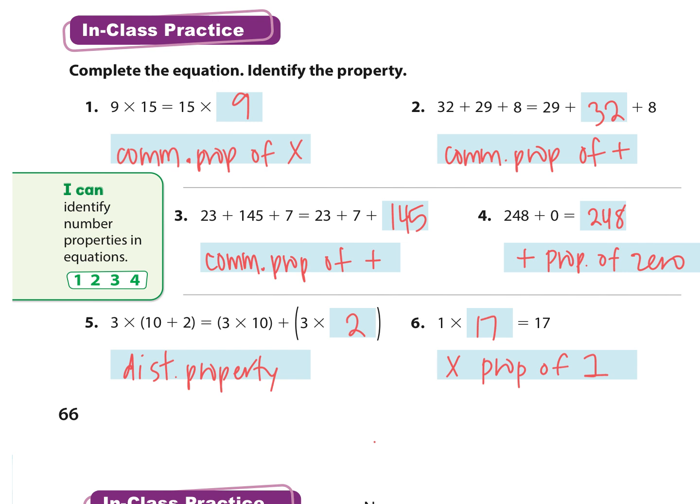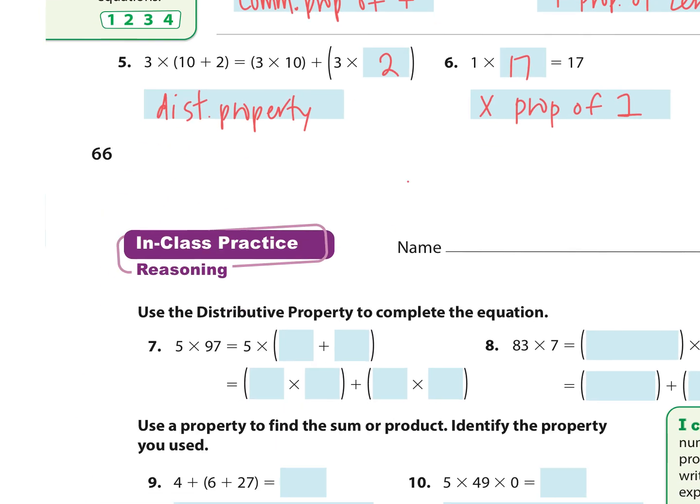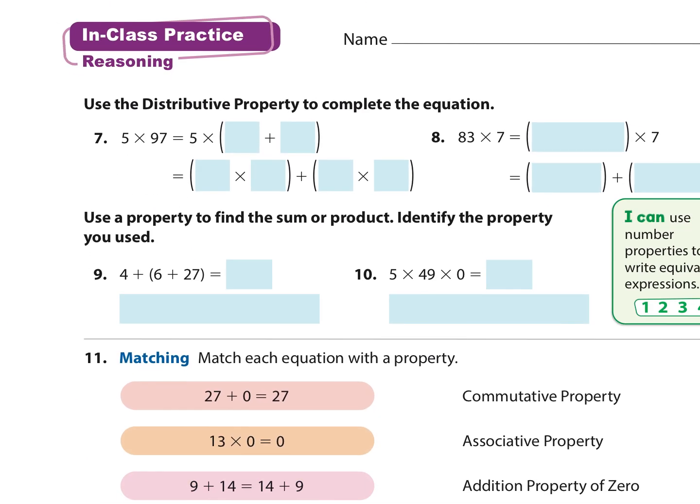What does number 5 say? Number 5 says distributive property. I abbreviated distributive and put DIST. Okay, looking at the distributive property only. We're going to practice distributive property. So it says use the distributive property to complete the equation. So I have 5 times 97.